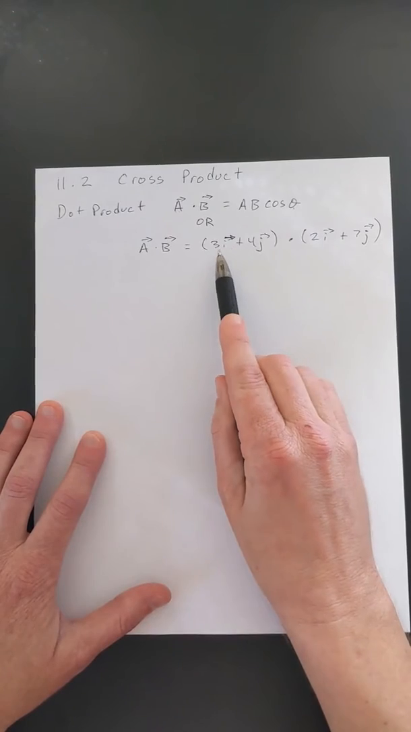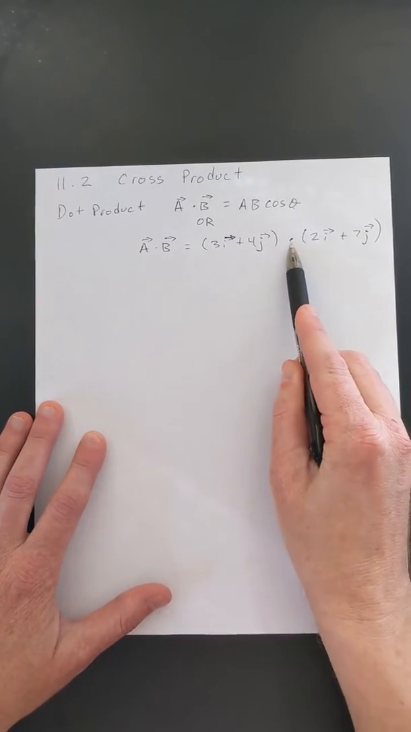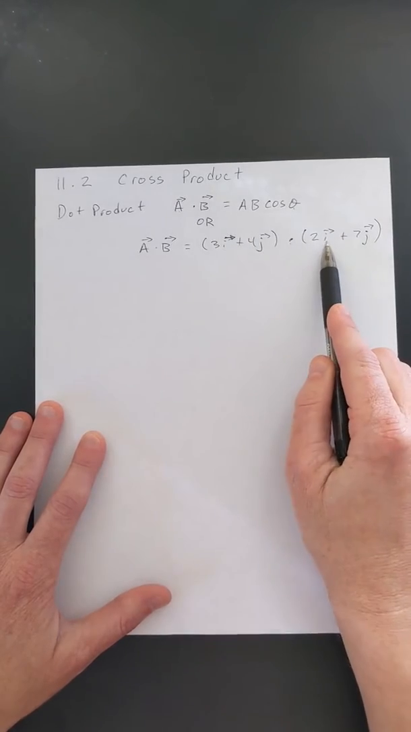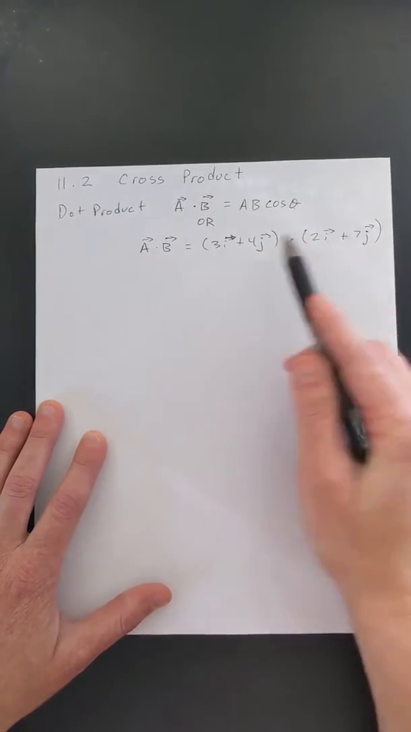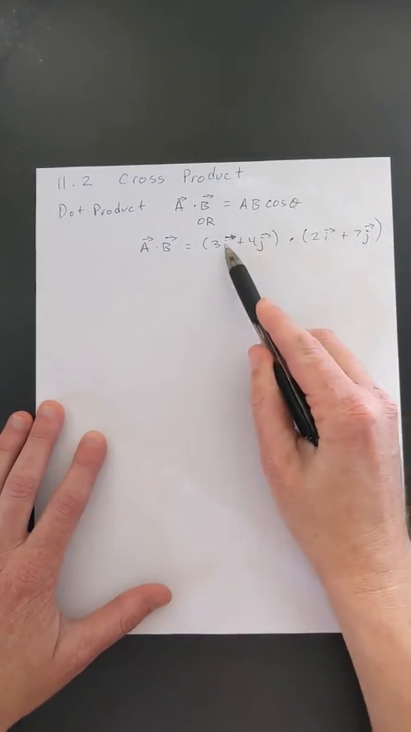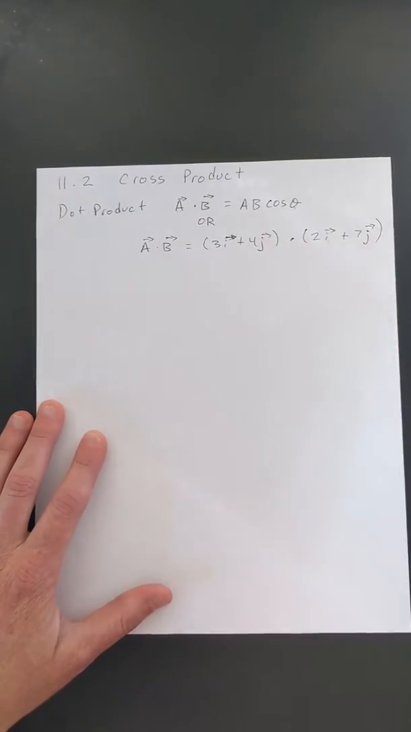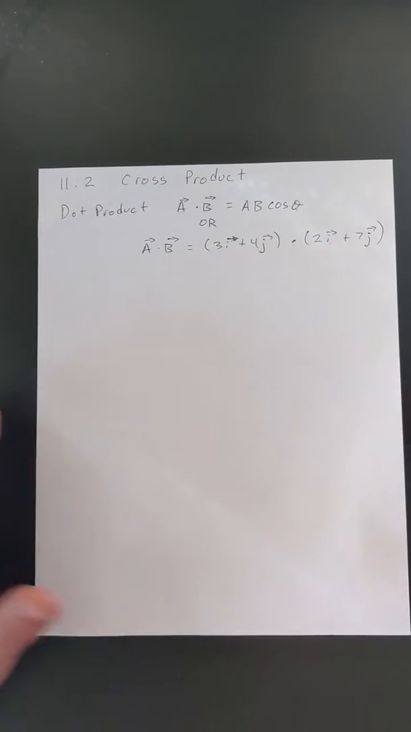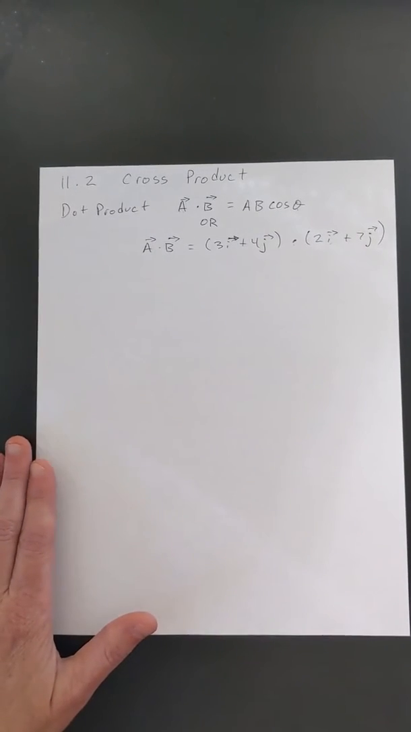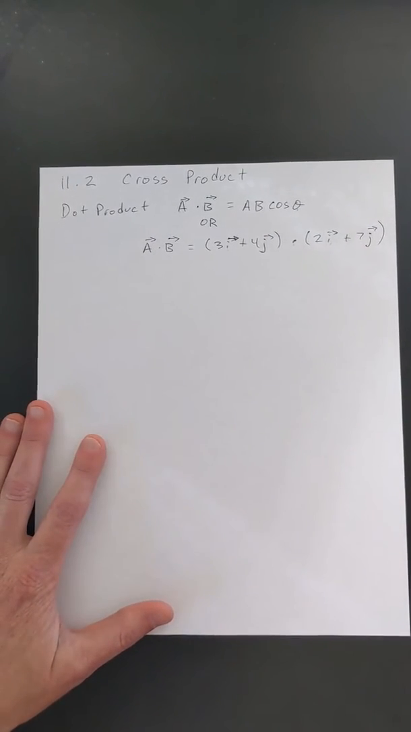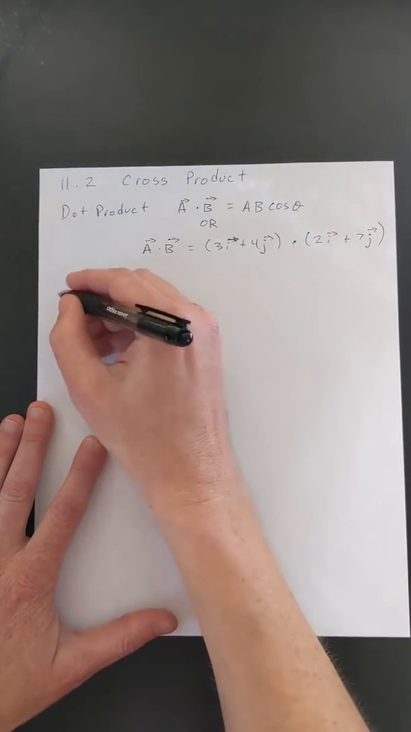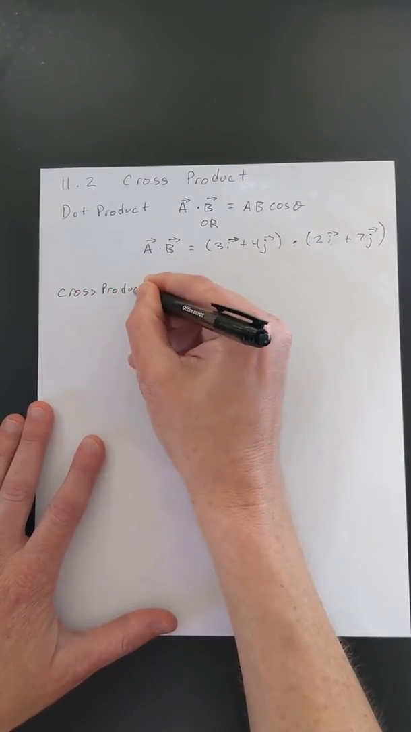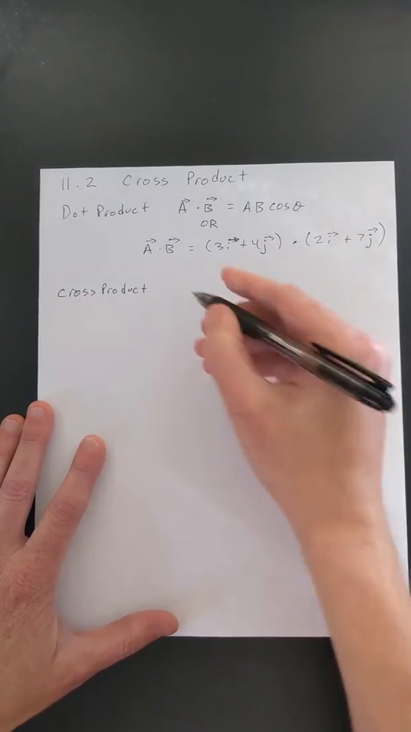Or you would write out your unit vectors, dot them together by foiling. So 3I dot 2I, well, I dot I is 1, so 3 times 2 is 6. I dot J is 0, J dot I is 0, J dot J is 1, so you do 4 times 7, 28, and then combine them and so forth. Pretty easy. Cross product is very similar, but still, of course, quite a bit different.